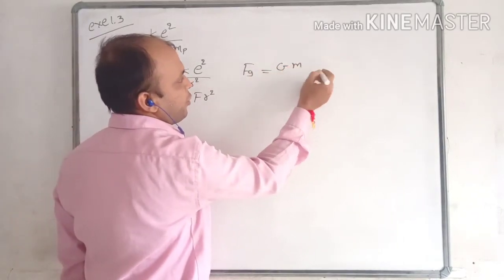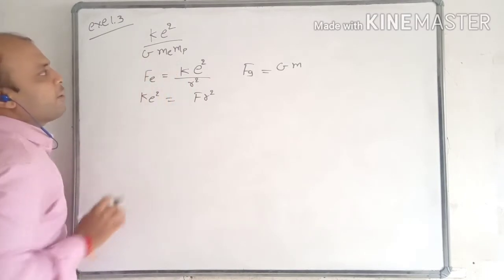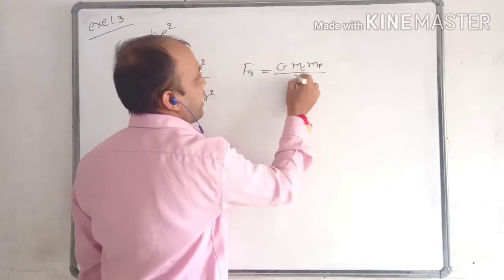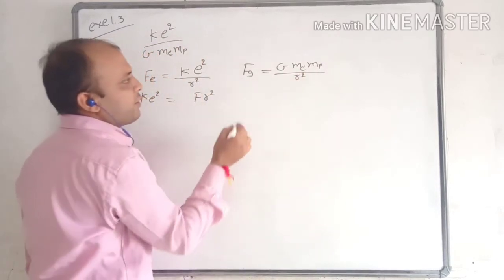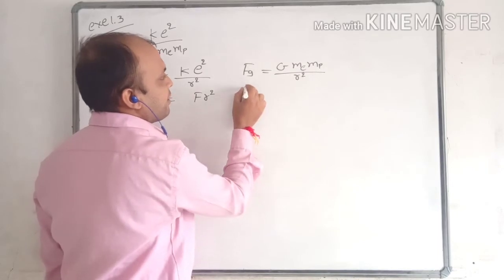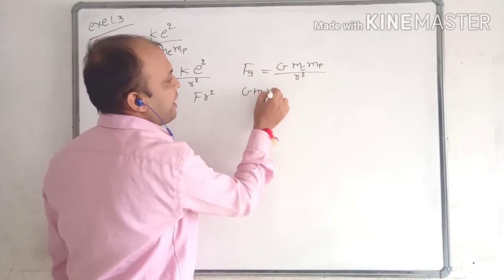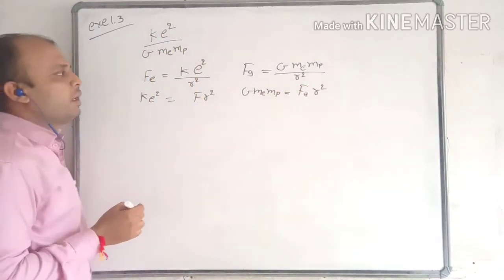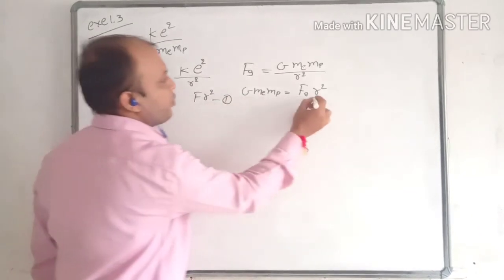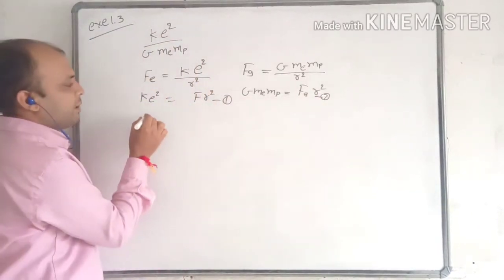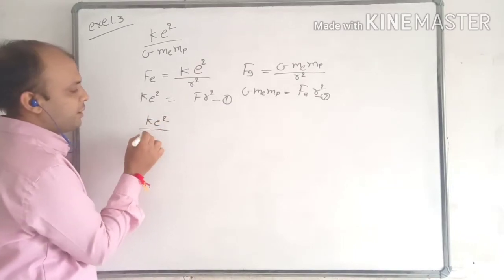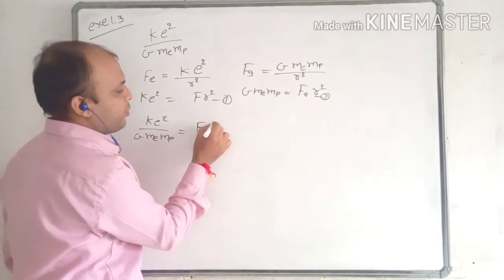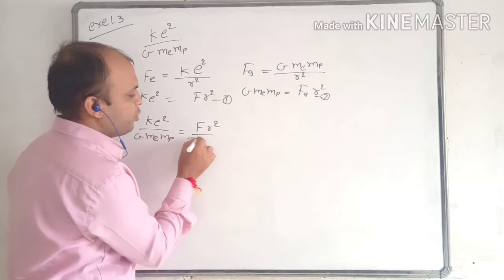Now another one, we know the formula of gravitational force: G m1 m2 upon r square, but instead of m1 m2 they give us the mass of electron and mass of proton, so G me mp upon r square. From this equation we can write G me mp is also equal to Fg into r square. So from both equations 1 and 2 we can say that k e square upon G me mp is equal to F into r square upon F into r square.